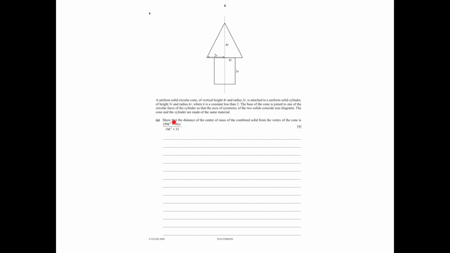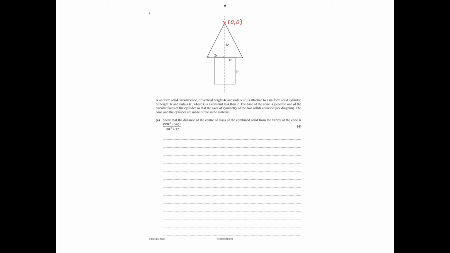Now A. Show that the distance of the center of mass of the combined solid from the vertex of the cone is equal to these fractions. Since they said from the vertex of the cone, what I am going to do is put the vertex of the cone as the origin. So I will just label it as coordinates 0, 0.